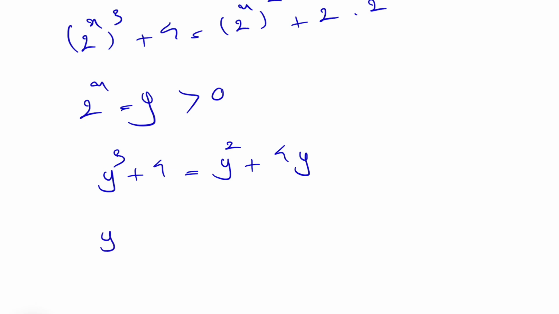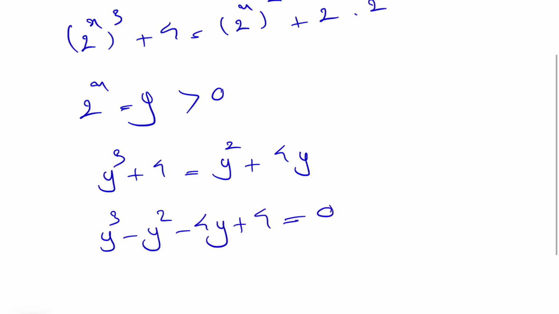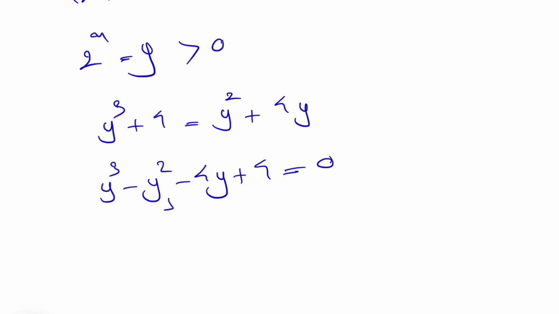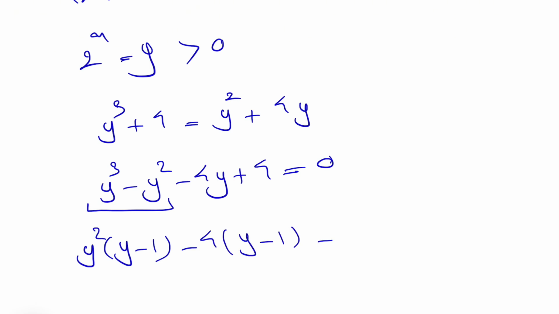So we'll have y to the power of 3 minus y to the power of 2 minus 4y plus 4 equals 0. So looking at this, from the first two we can factor y squared. So we'll have y minus 1. And in the second one we can factor minus 4, which will be y minus 1 equals 0.